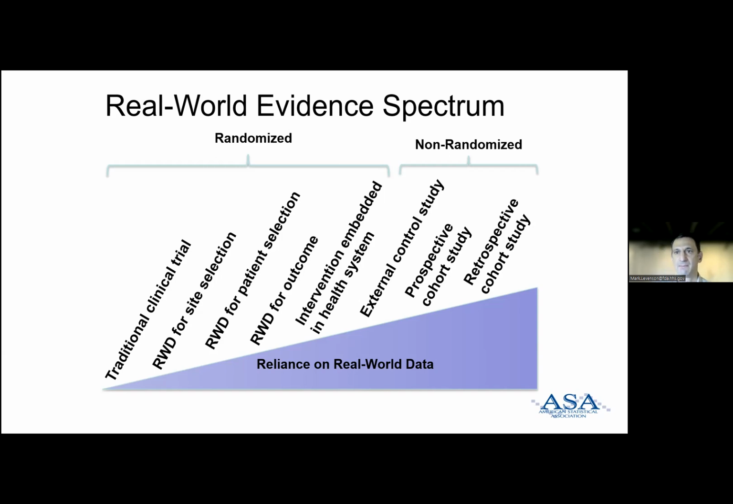Moving on to the non-randomized studies, the external control studies. So you have a single arm intervention, and you might use real-world data for the external control. And finally, two examples of completely non-interventional studies, a prospective cohort study and a retrospective cohort study, where there's no intervention, it's purely observational. This is not an exhaustive list or sequence of the use of real-world data, but just some examples of increasing uses of real-world data.